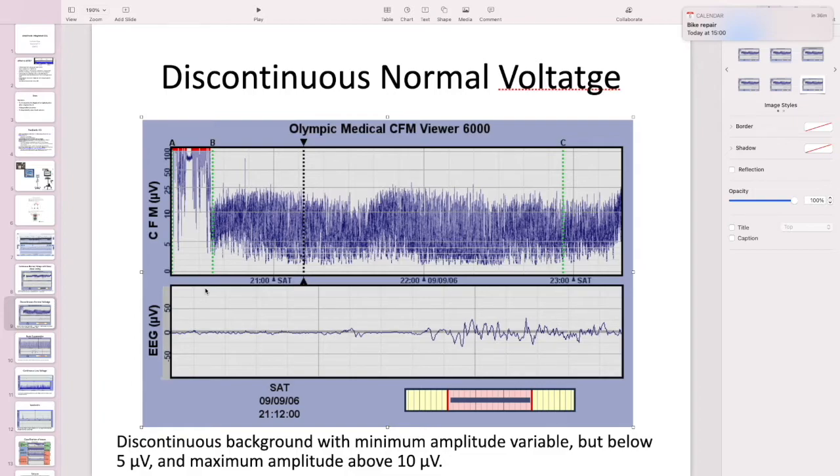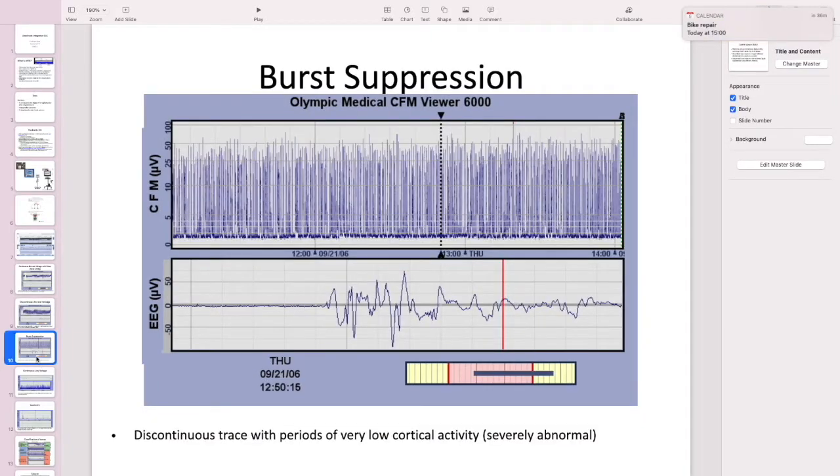Now, the next 3 are all severely abnormal traces. So the first is burst suppression. So here we've got the lower border well below 5, the upper border well above 10, and you get here these bursts of activity. So if you looked at the raw EEG, there'd be nothing, and then sudden activity, and then you'd get nothing again. And this would also be called discontinuous. So it's very big and thick amplitude, and there's no sleep-wake cycling. And yeah, this is a severely abnormal trace.